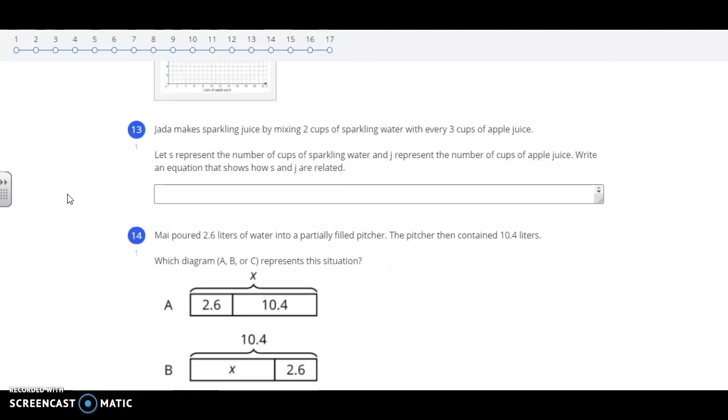Number 13. Jada makes sparkling juice by mixing 2 cups of sparkling water with every 3 cups of apple juice. Write an equation that shows how S and J are related. Use the information from number 12 to help you. Pause and solve.